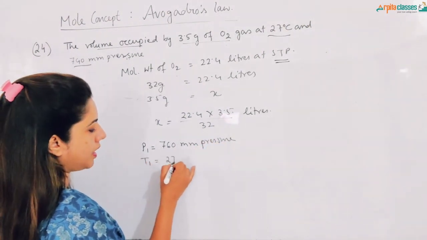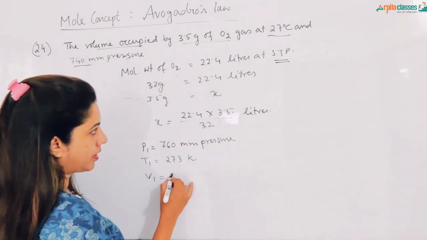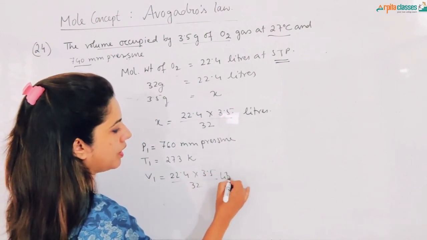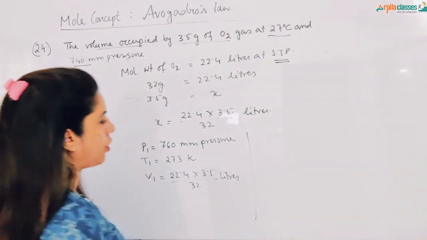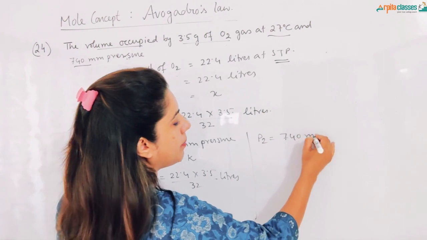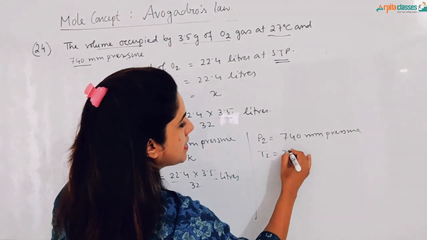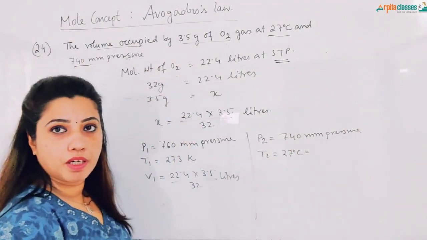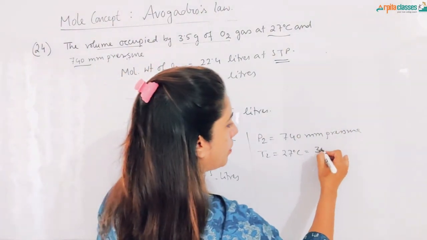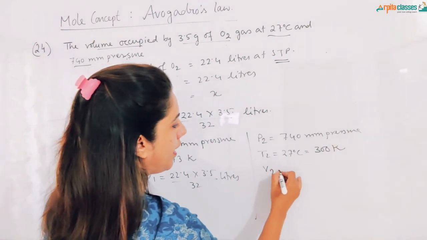T1 is standard temperature, that is 273 Kelvin, and V1 is this volume, that is 22.4 into 3.5 by 32 liters. At STP it is occupying this much volume. So when the pressure is changed to P2, that is 740 millimeter of pressure, and the temperature is 27 degrees Celsius, immediately convert it into Kelvin, because in chemistry we always keep the temperature in Kelvin, so it will be 273 plus 27, that is 300 Kelvin. So we need to find out V2.